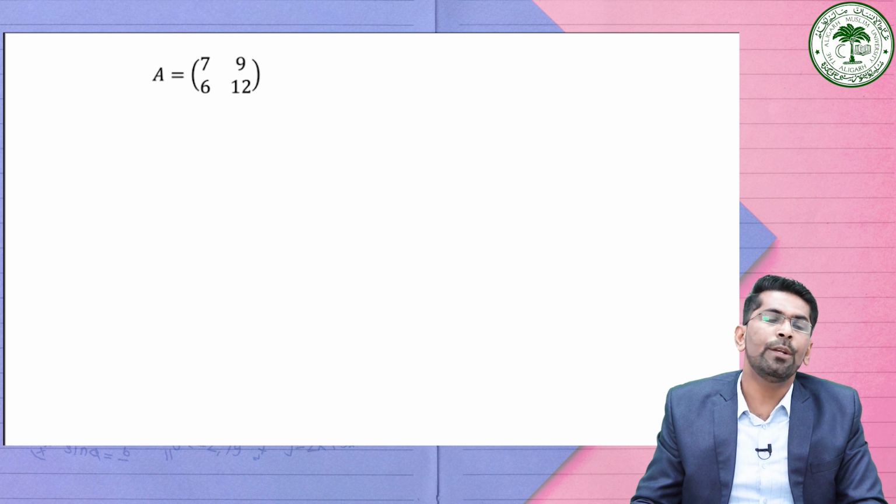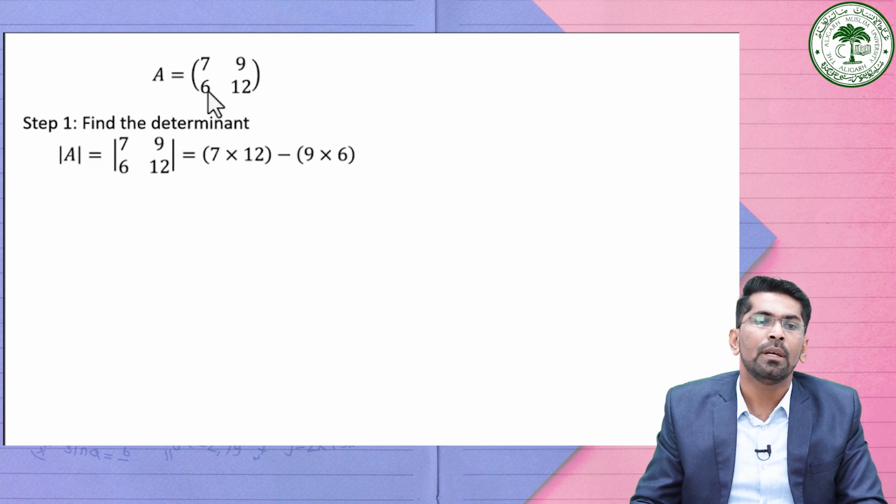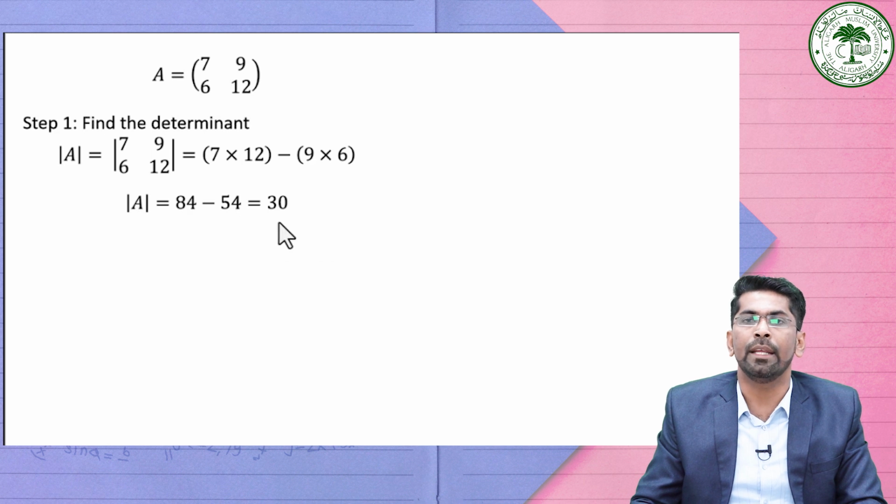We have a 2 by 2 matrix, that is matrix A, which is equal to 7, 9, 6, 12. The first step is to find the determinant value of the given matrix. How to find the determinant value? We take the product of the diagonal elements and subtract the product of the other diagonal elements. So here it is 7 into 12 minus 9 into 6, which is equal to 84 minus 54, which is 30. So this is the determinant value of the given matrix.